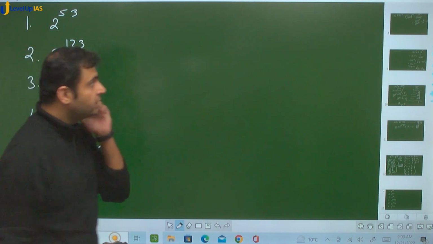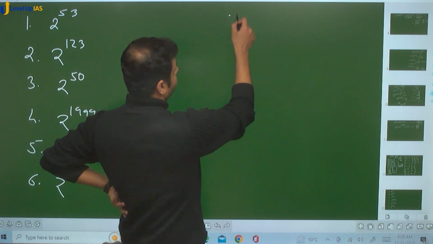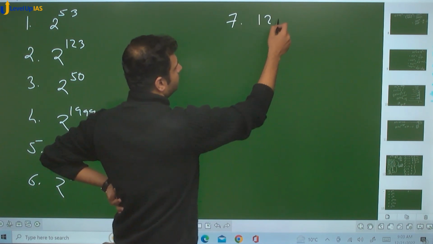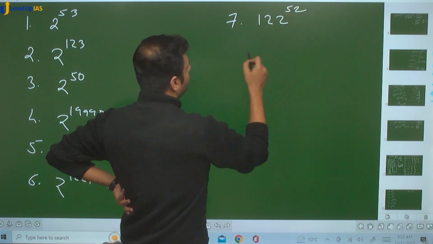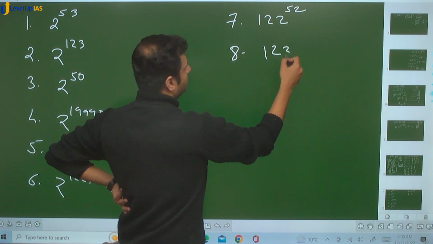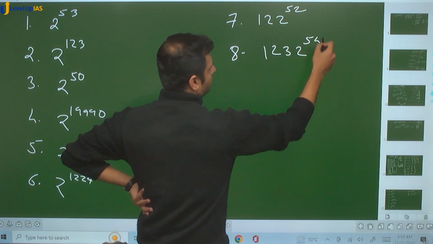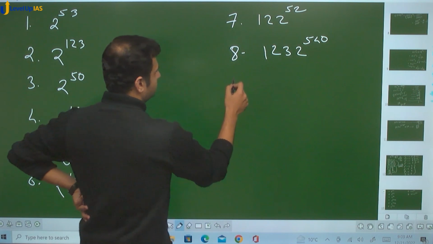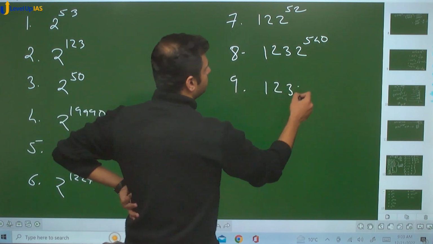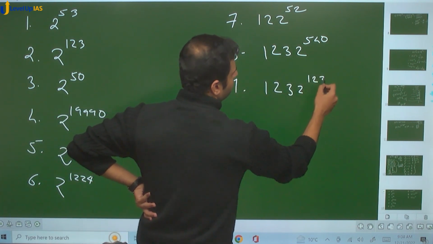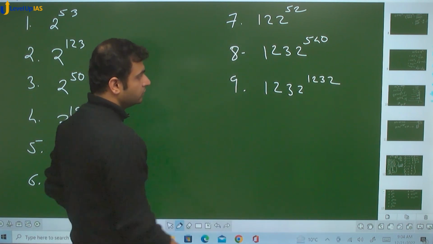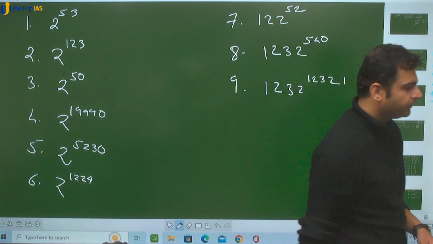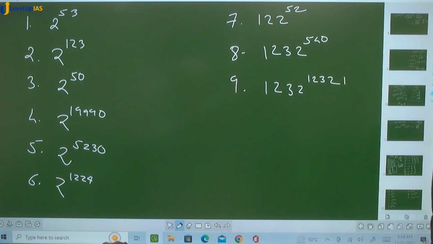Tell me the unit place of all these numbers. Yes, that is what the rule is.